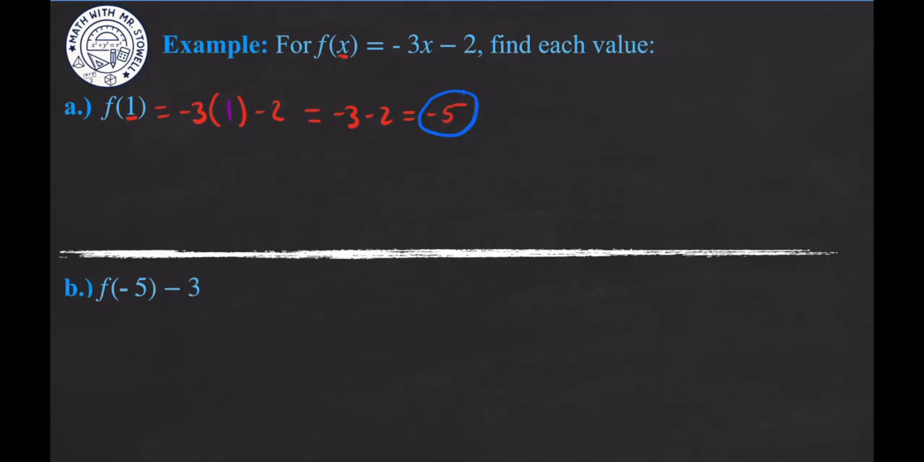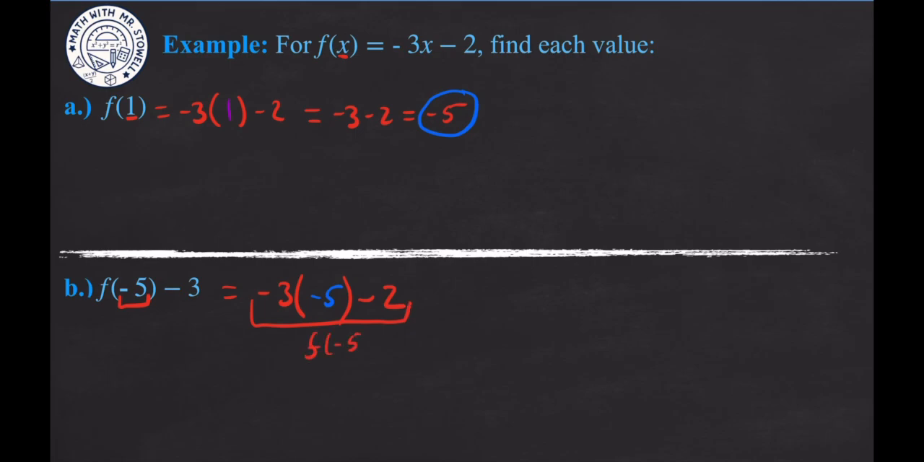So by evaluating this function f of 1, we end up with our y value, our output, being negative 5. So the input was 1. We input the value of 1 into our expression to get our output. With part B, we're doing the same thing, except we are inputting negative 5. We're taking the x value and replacing it with negative 5. Then we are taking this negative 3 and subtracting that on the outside. So in other words, this is going to be the same thing as negative 3 times negative 5 minus 2.